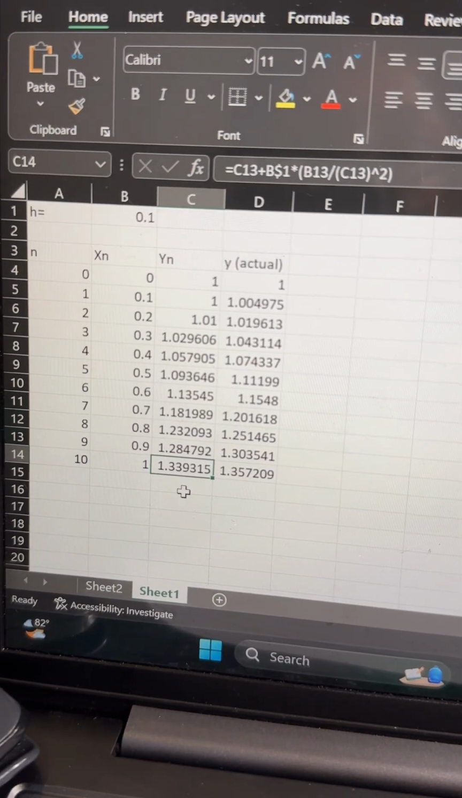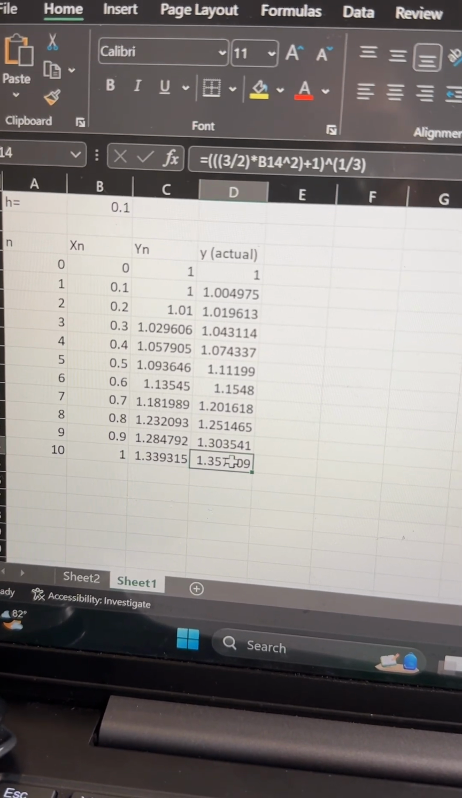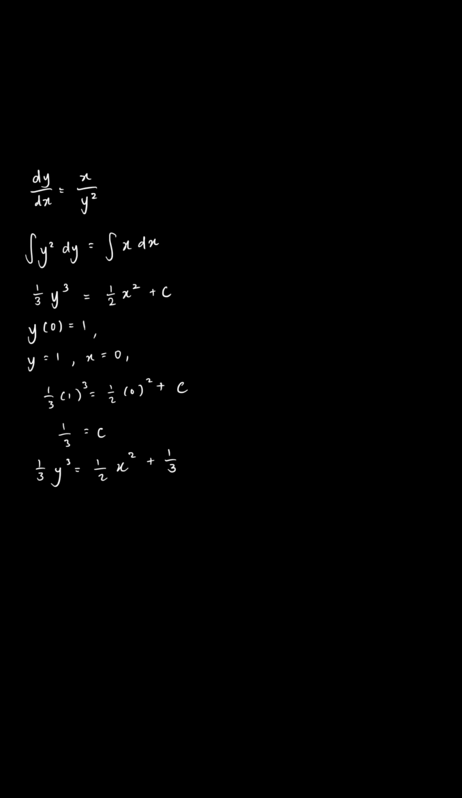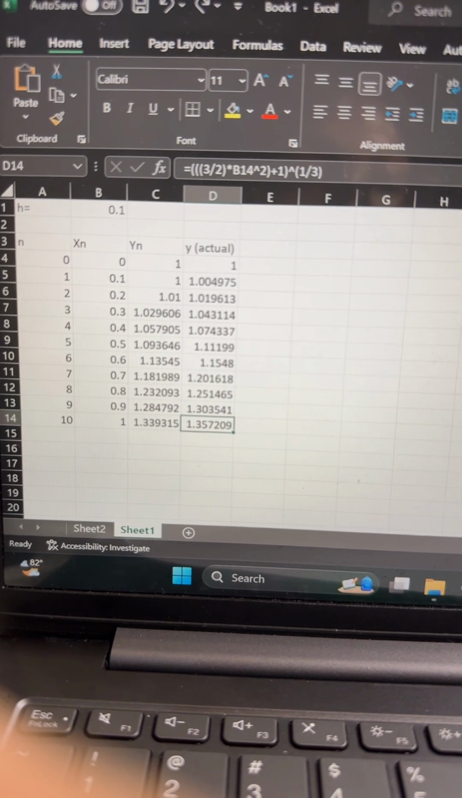When comparing the y_n value to the actual value of y, which is found by solving the linear ODE separately, we can conclude there is an approximation error of 0.017894.